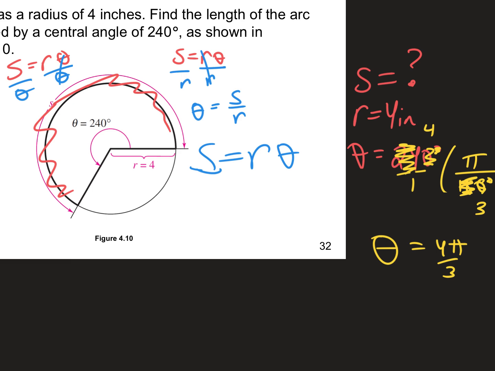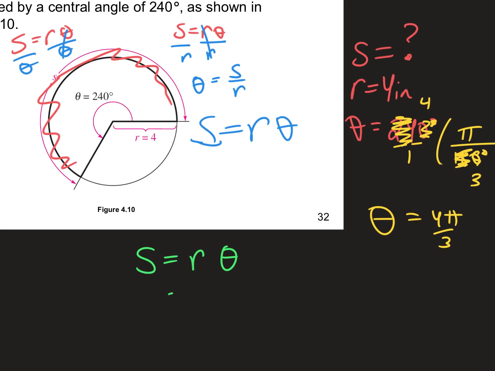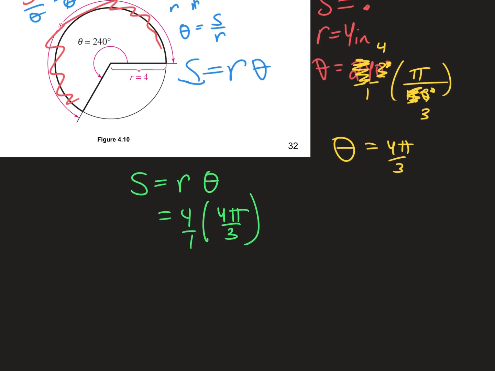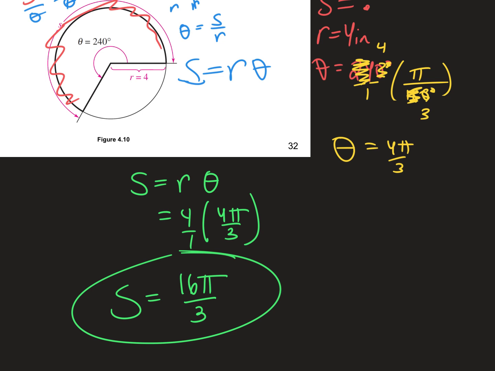So now that we have this information, we can say, okay, S equals R times theta. So what is your radius? 4. So it's 4 times 4 pi over 3. Are we going to multiply fractions? Okay, so S equals, what's 4 times 4? It's 16 pi over what? That's it. That's all you got to do. It's a very, very, very simple concept, but what do we have to do first with the angle if it's given in degrees? You've got to convert it to radians first.